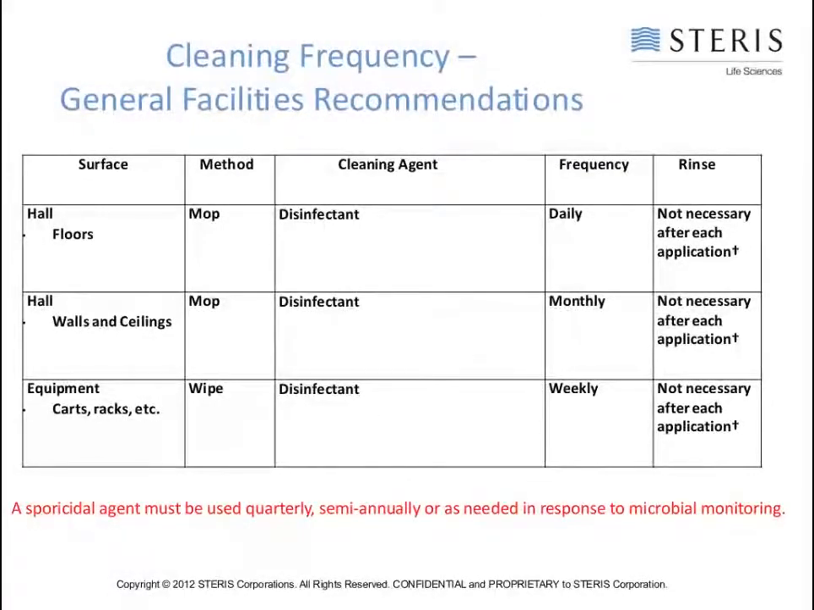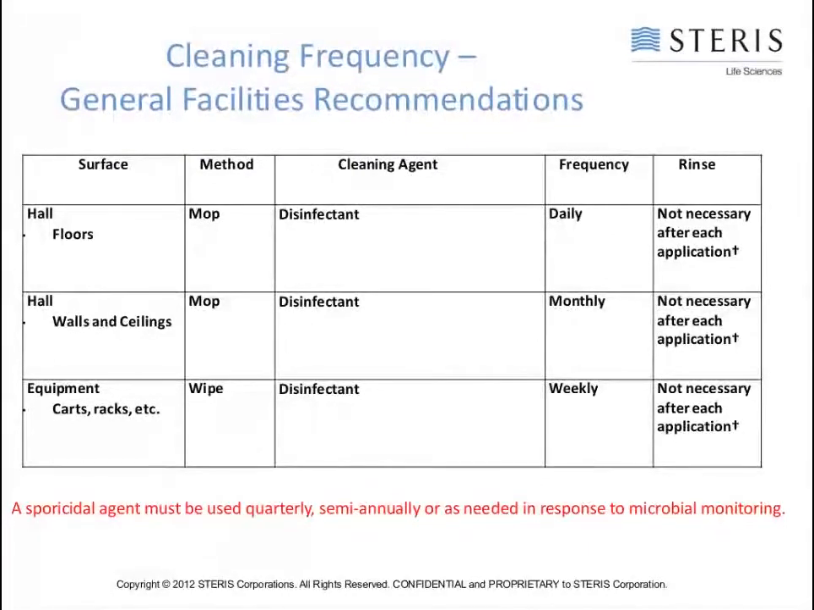I have about 3 or 4 slides of general recommendations on how to clean these types of facilities. This is a nice chart that our technical services group put together. I have a technical tip for you if you would like a copy of it. Just let Greg know, and I can send you the email we put together for general facility recommendations. Just to let you know, these are all recommendations.